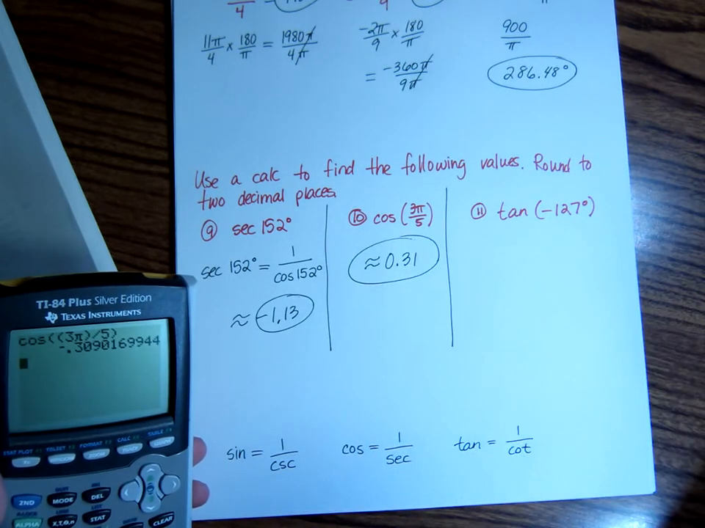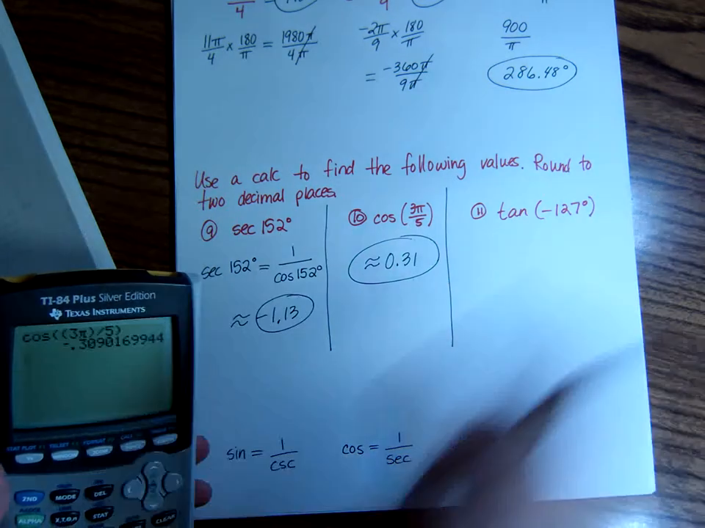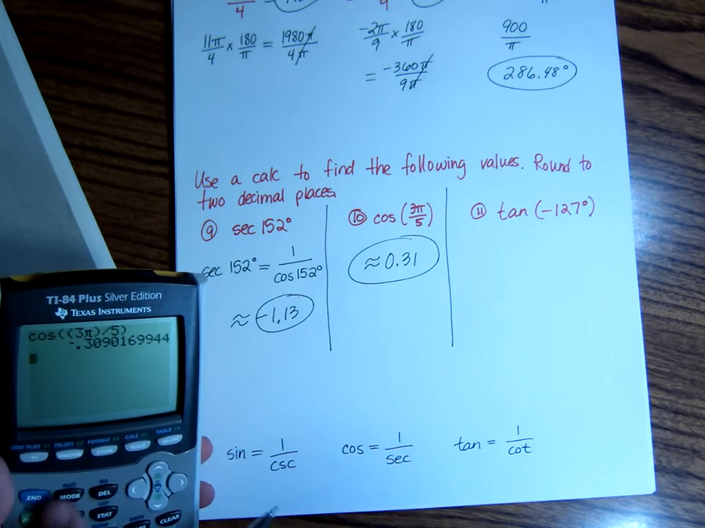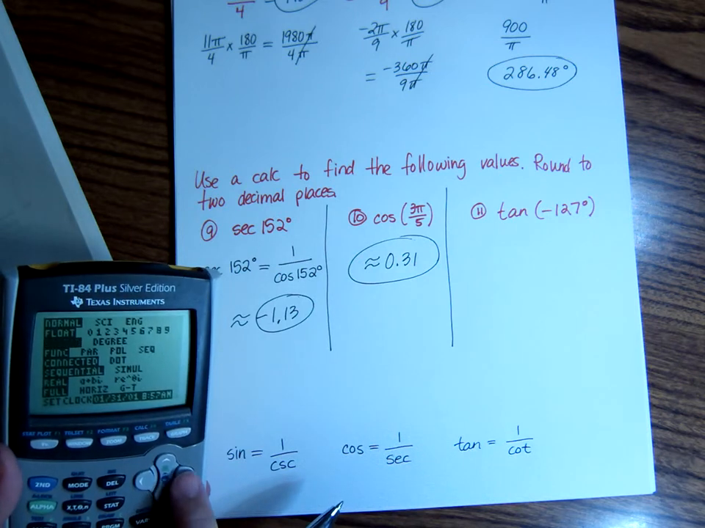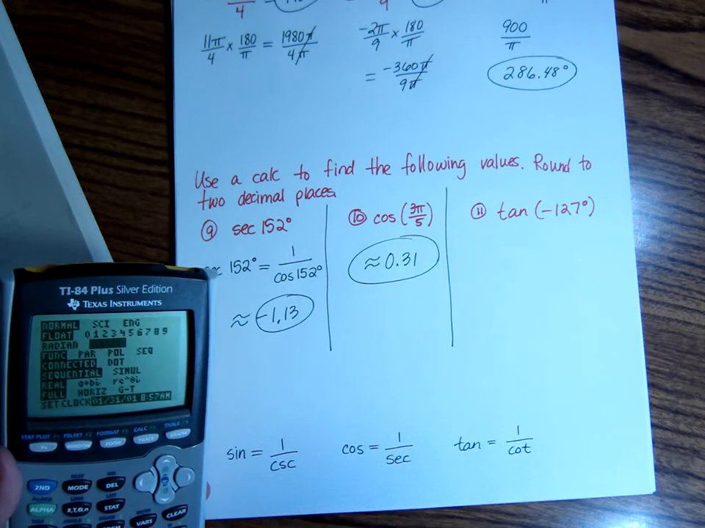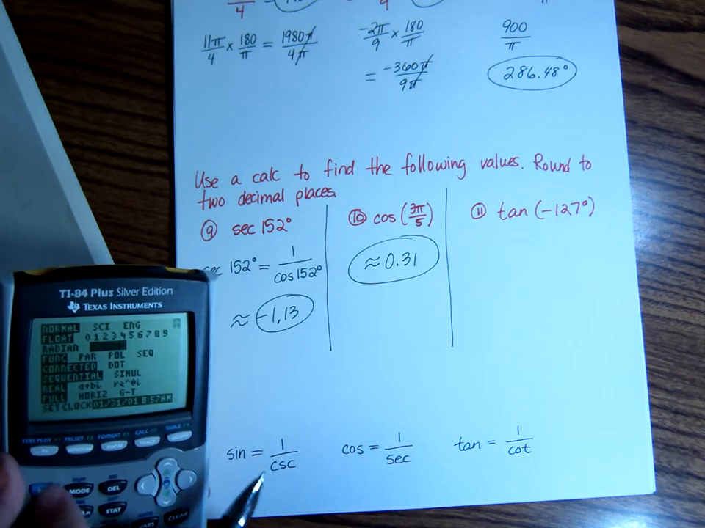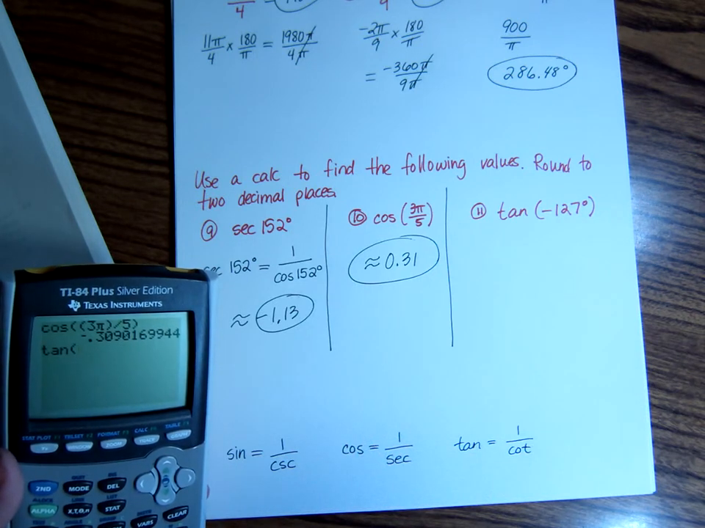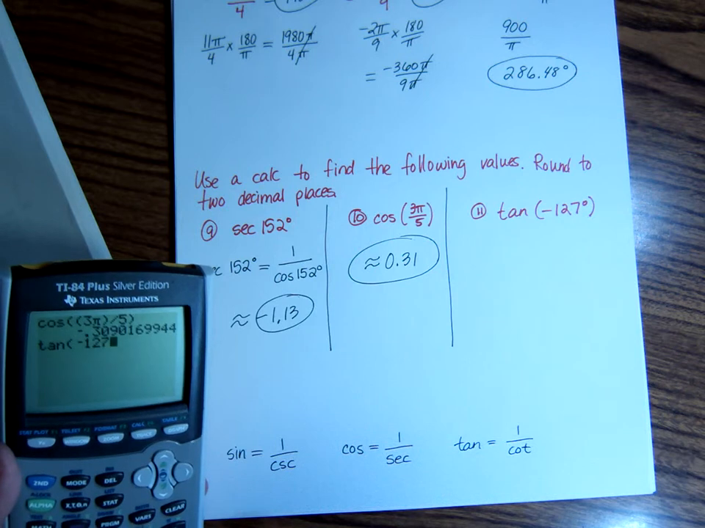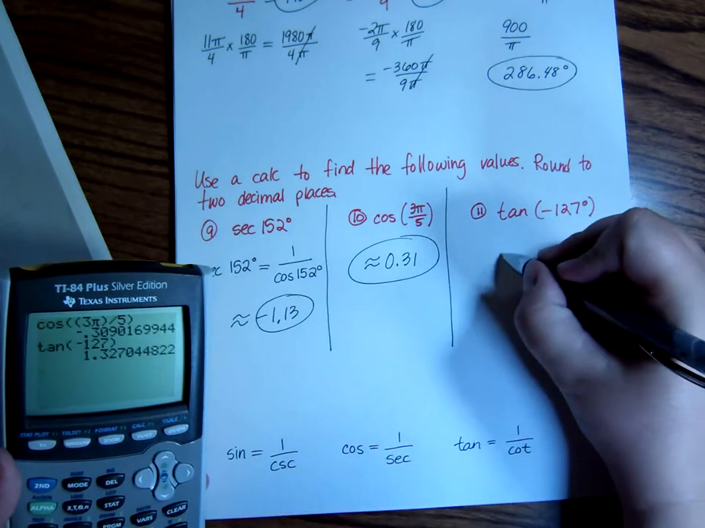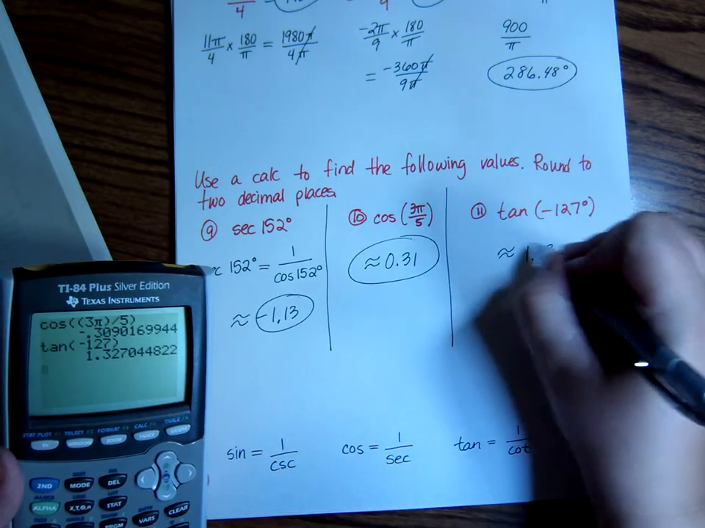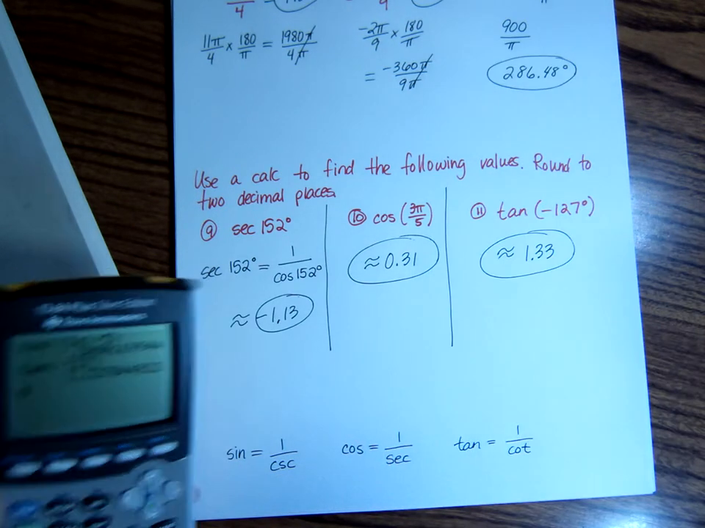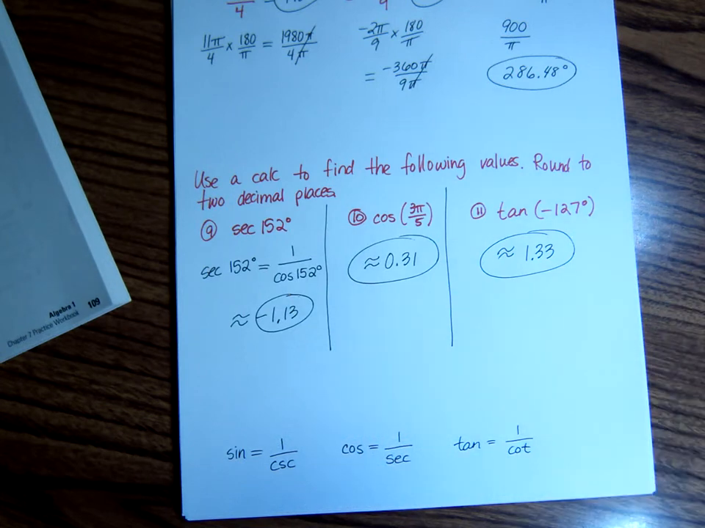Okay, last but not least, we're back in degrees. Again, we're lucky because tangent is a button on the calculator. So let's change it back to degrees. So I can go tangent negative 127. And I get 1.327, which is 1.33. And those are my answers here. Okay, let me get you the next page in 1 sec.